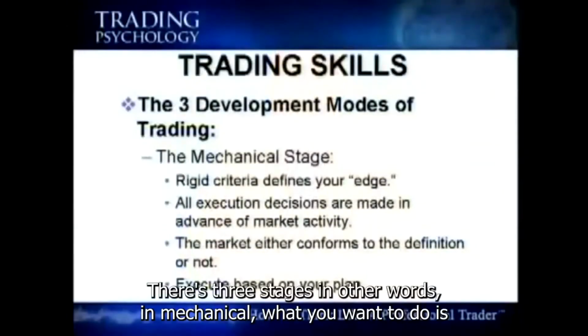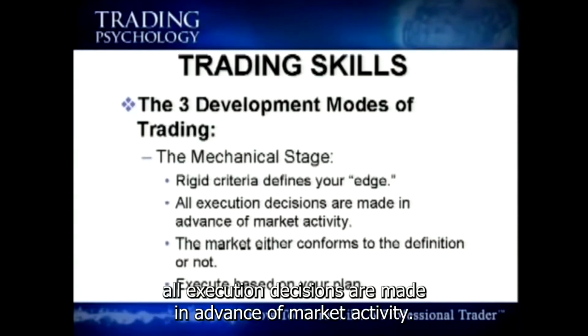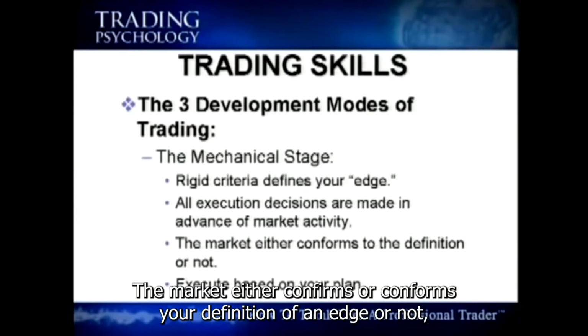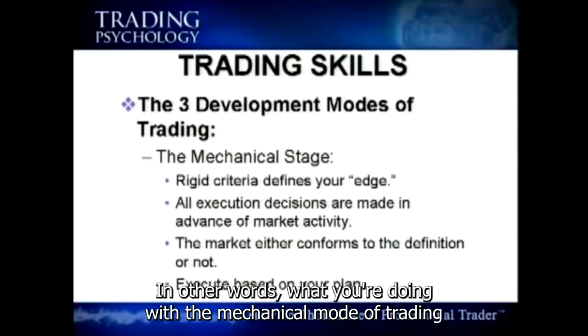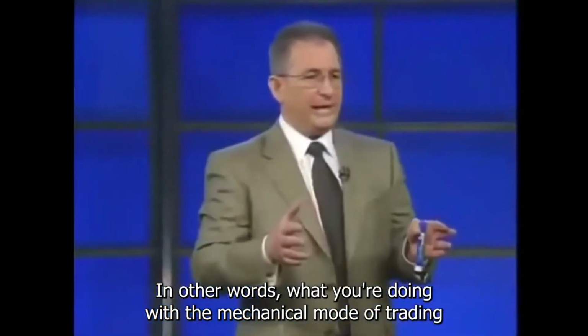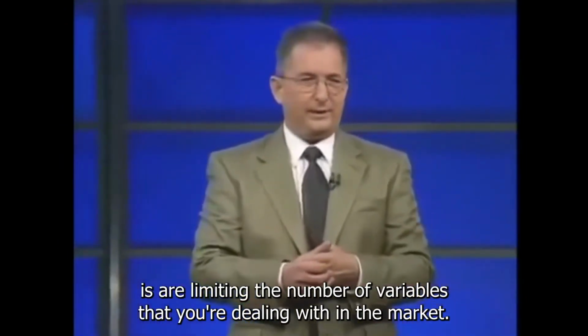There's 3 stages. In other words, in mechanical, what you want to do is you want to trade with a rigid criteria that defines your edge. All execution decisions are made in advance of market activity. The market either conforms to your definition of an edge or not, and you execute your trades based on a plan. In other words, what you're doing in the mechanical mode of trading is you're limiting the number of variables that you're dealing with in the market.